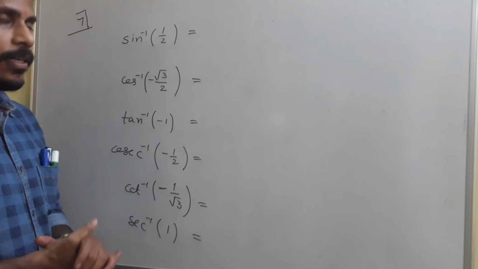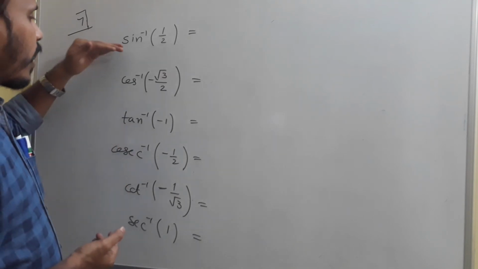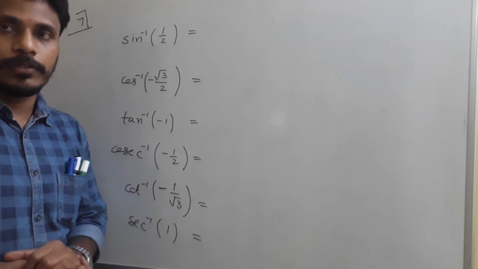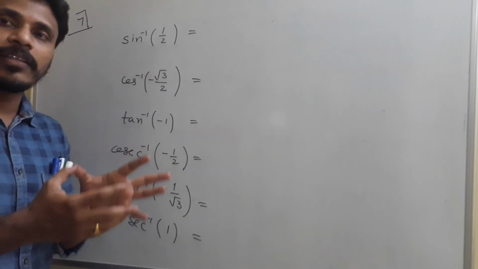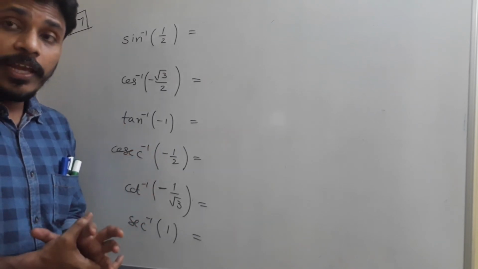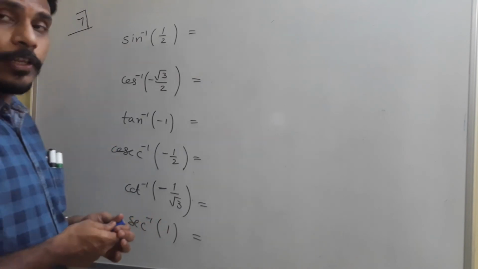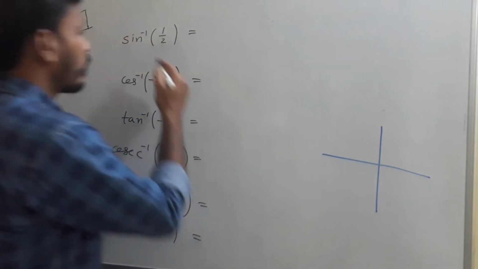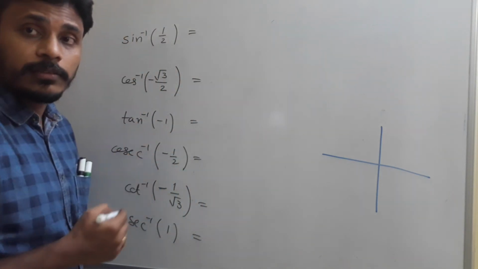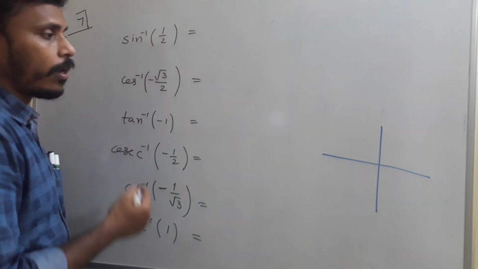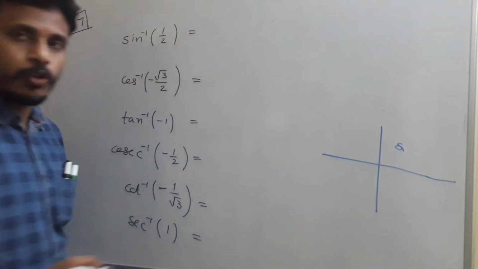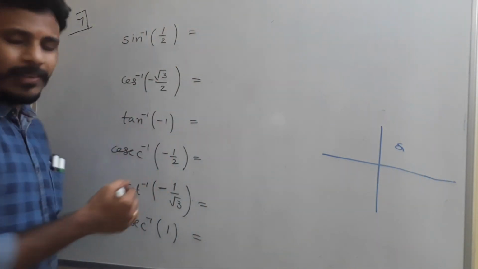See, as we discussed, for sine inverse, cos inverse, tan inverse, cosecant inverse, cot inverse and secant inverse, for all these functions, what are the ranges? Once again I explain: the range for sine inverse x is in the first and fourth quadrants. I will write here itself.